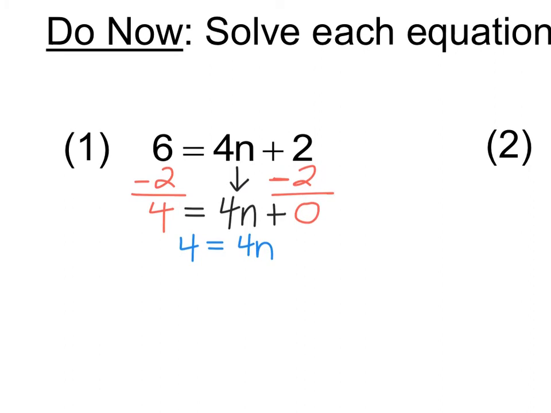So 4 and n are connected through multiplication. What operation undoes multiplication? Division. All right, so I'm taking the 4, dividing it by a 4, and that's going to give me a result of 1. We still have the n. We didn't do anything with the n, so that's coming along for the ride.